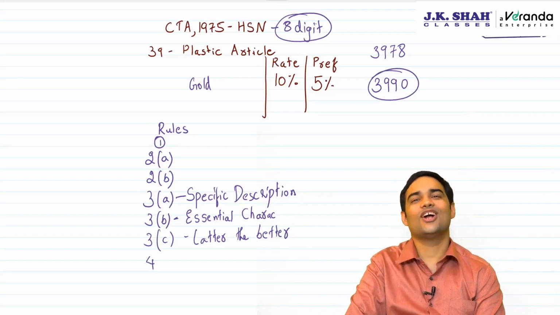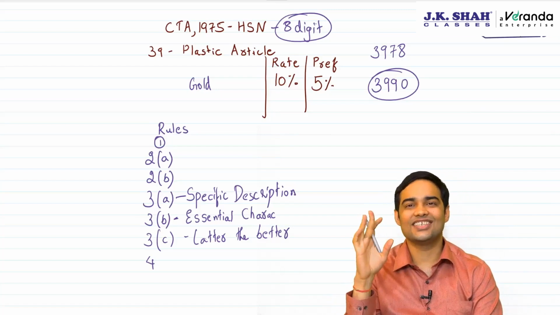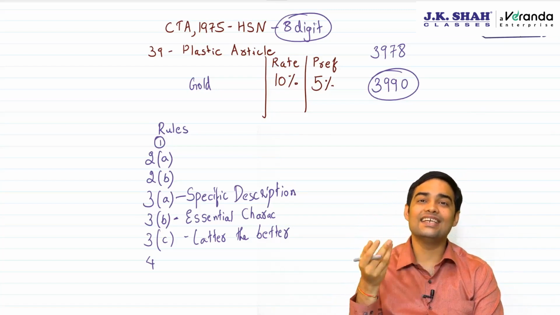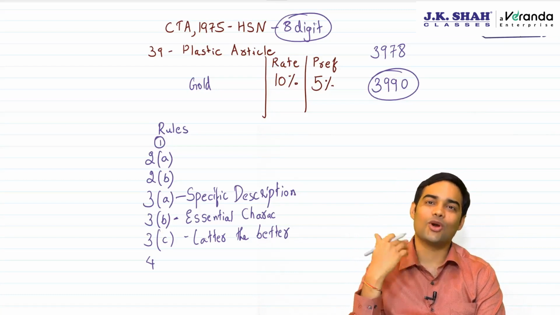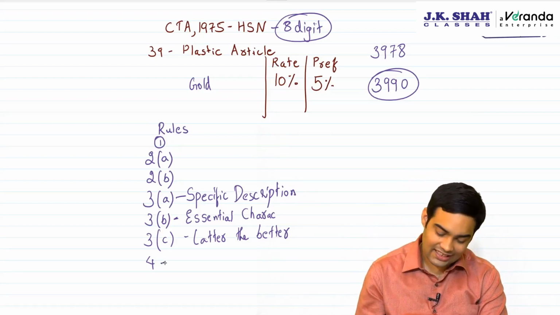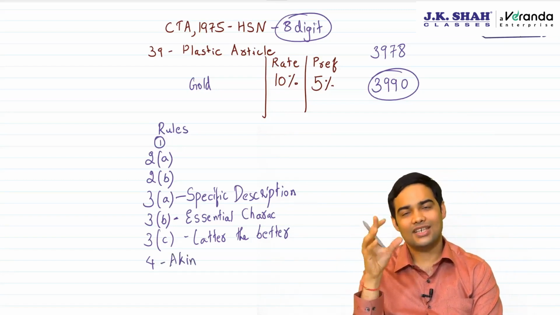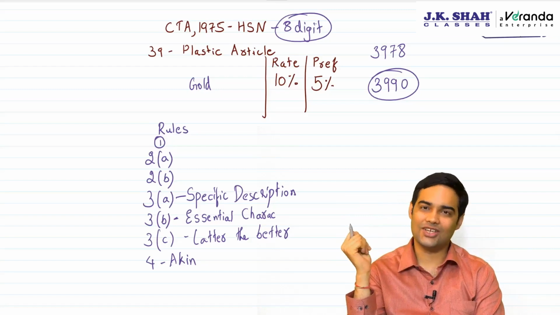And then we have rule 4 which talks about akin rule. Say suppose you cannot classify based on rule 2 and rule 3. In that case, the law says classify it as nearest to the product description which is given. Akin, a product description which is nearest to it. This will be useful in case it's a new product which is being made for the first time. So try to find out the closest product to that and classify it based on that.